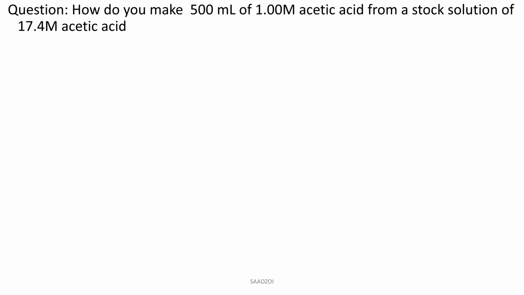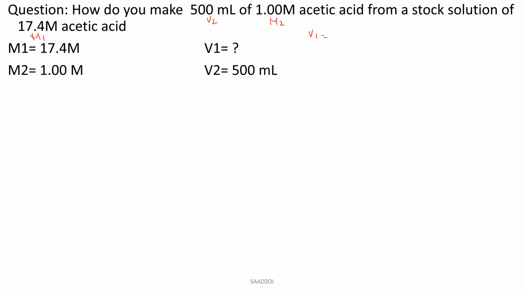So let's label these parts. This is our M1, your stock solution. Whatever you start with is your M1. If you have a hard time figuring it out, it's the one that doesn't have a volume attached. This is your V2, because that's the volume you want. That's your M2. So what am I looking for in this situation? V1. Well, you're looking for a little bit more than that, but we'll talk about it as we go through the question. So there are your values.